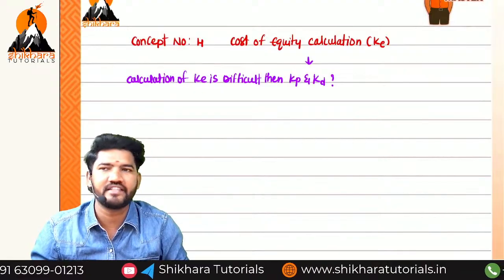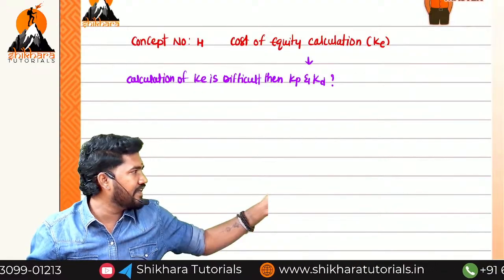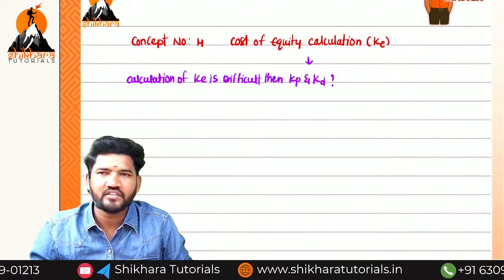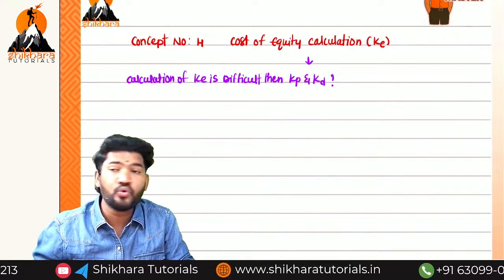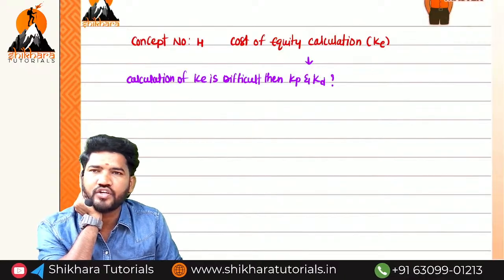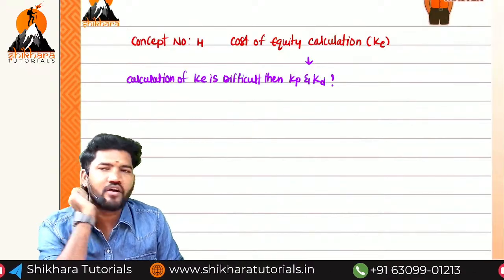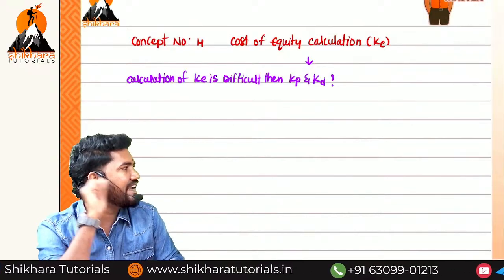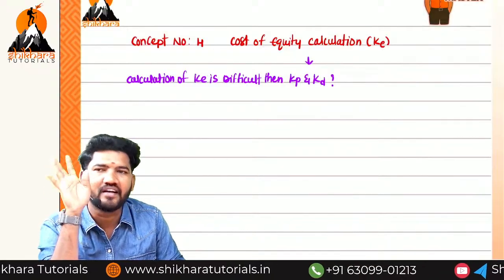They don't have a right. Is there any growth concept in KD? They don't have a right to enjoy growth. Who has the right? Equity shareholder. Equity shareholder. Hope you guys are clear? Because of these reasons, KE calculation is more difficult than KP and KD.